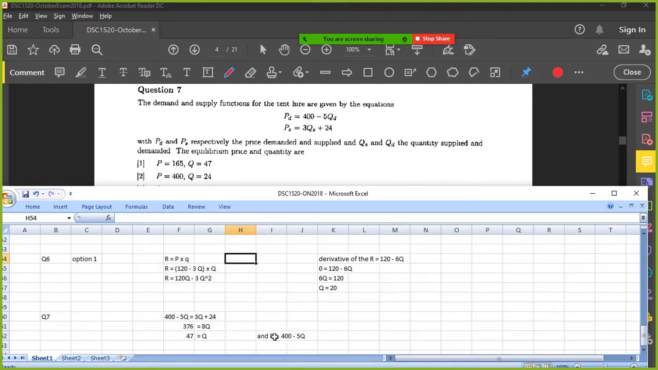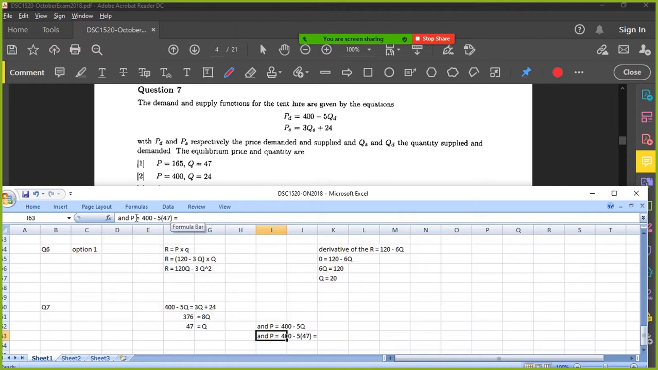If I want to know what P is, I need to plug in Q. Q is 47. When I plug in 47, I get a price of 165. P is 165, Q is 47, option 1.